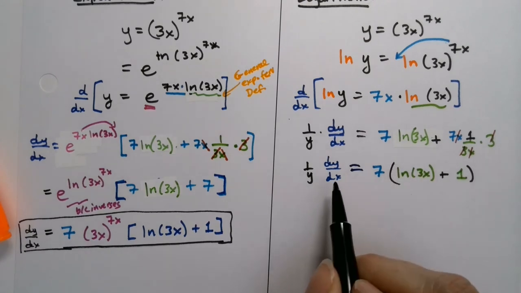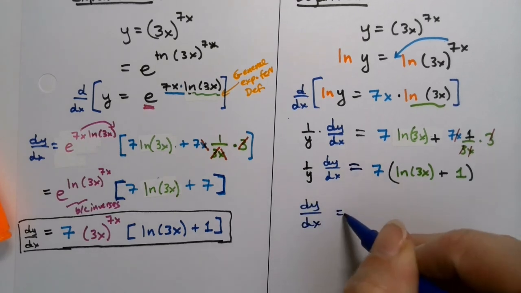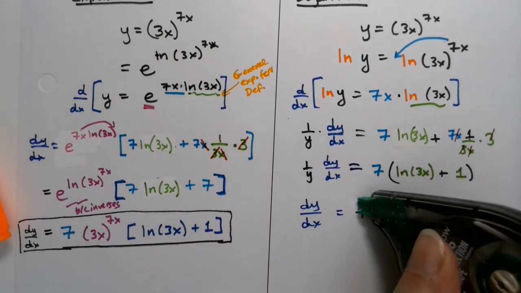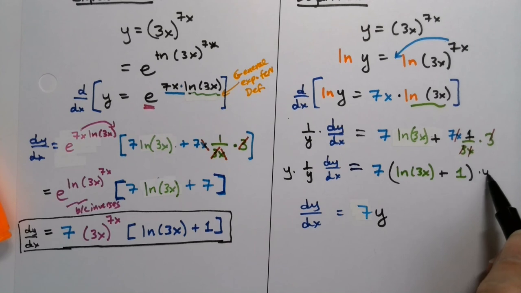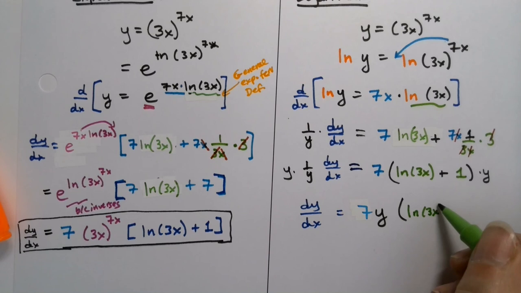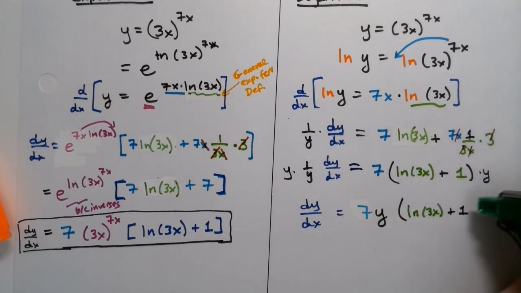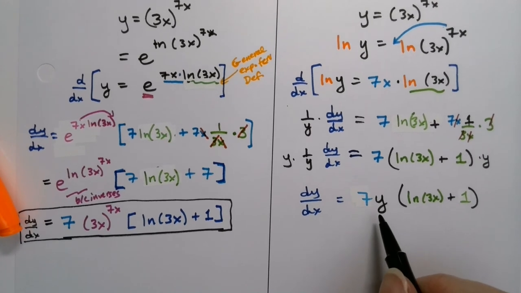All right, so to get dy dx by itself, all I have to do is multiply both sides by y. So it's 7 times y, and then times that whole thing in the parentheses. So you have a 7, you multiply both sides by y, and then you're left with the natural log of 3x plus 1. The last step would just be to substitute back in what y was.